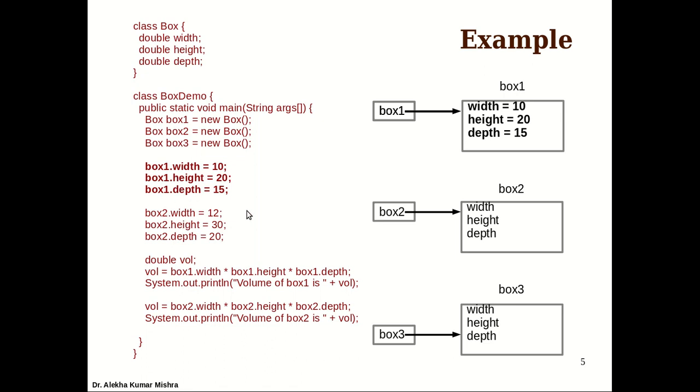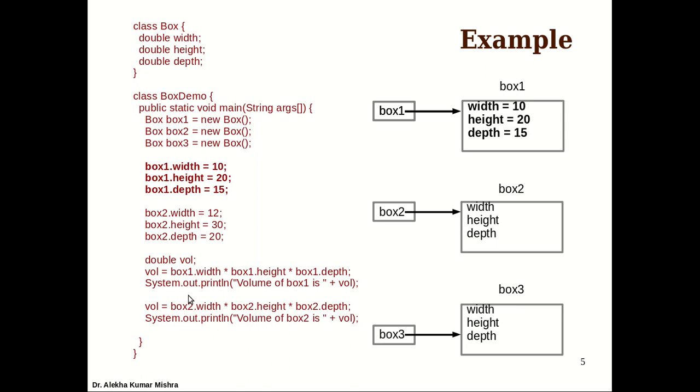Then we are calculating the volume. In the main, we define a variable vol, and first we calculate the volume for box1, multiplying width, height, and depth, storing it in the variable vol, and printing the volume of box1. Then again we use the same variable to store the volume of box2 by accessing each data field: box2 dot width, box2 dot height, and box2 dot depth.